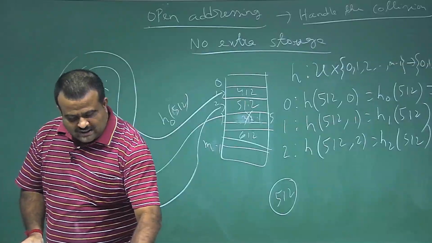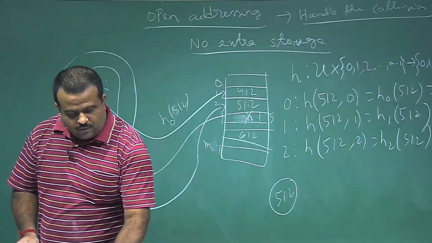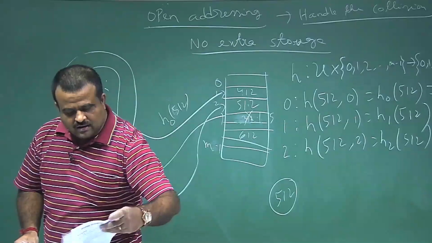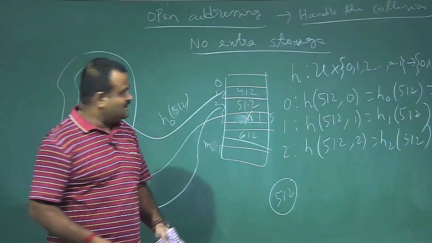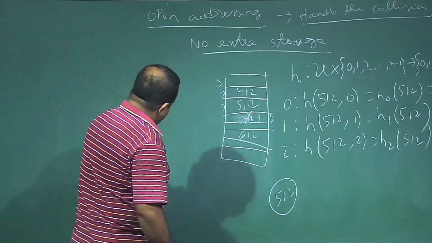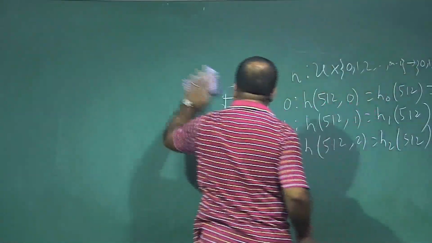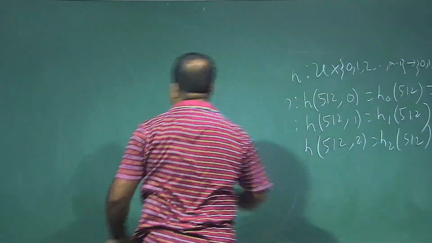Now let us analyze this open addressing probing strategy, and then we will take some examples of probing. The first example is linear probing.